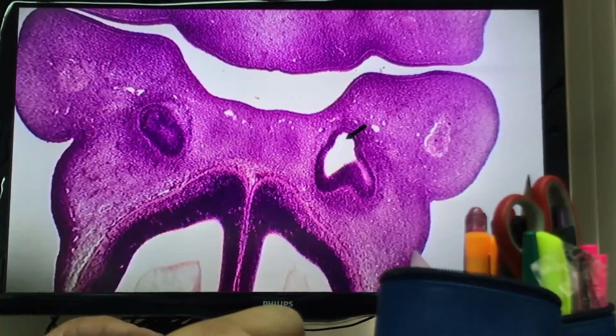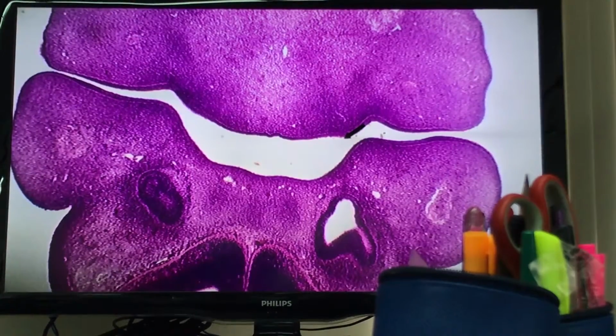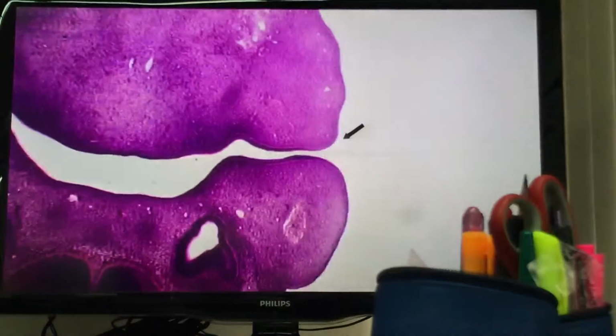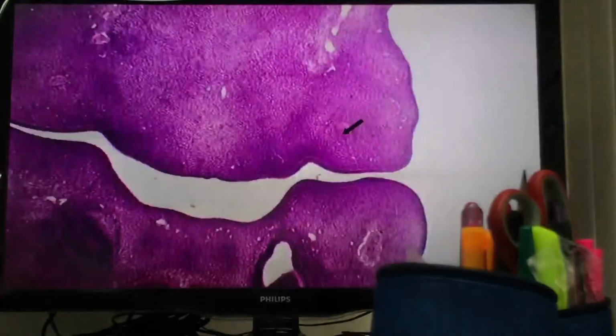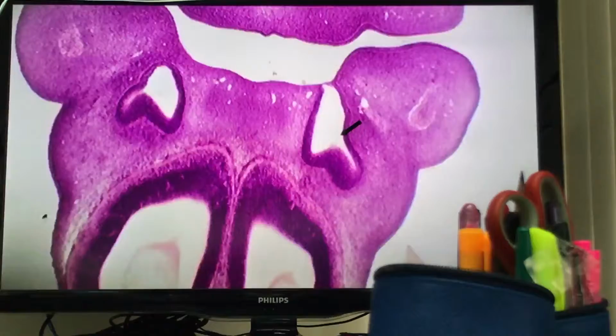Okay, so ito yan. Okay, the upper portion here, this is the lower portion. No? So that is the future tongue. Okay?